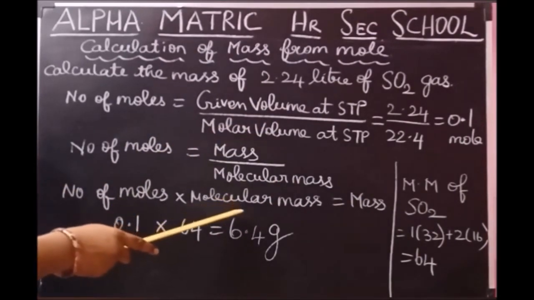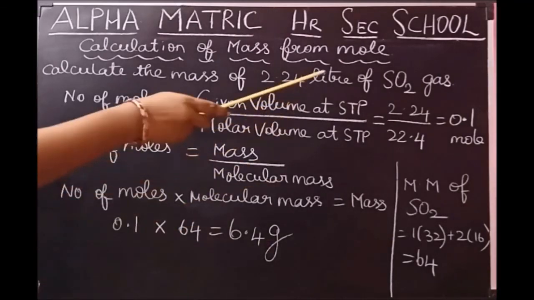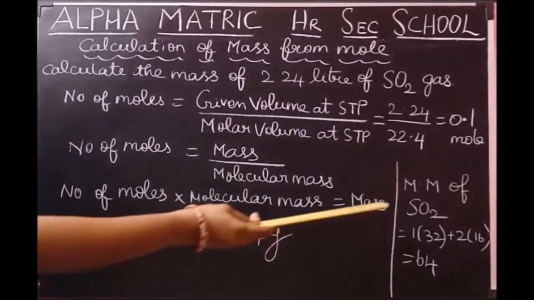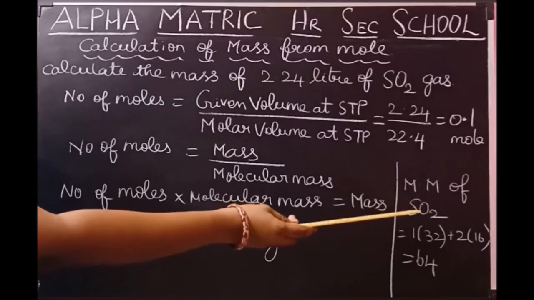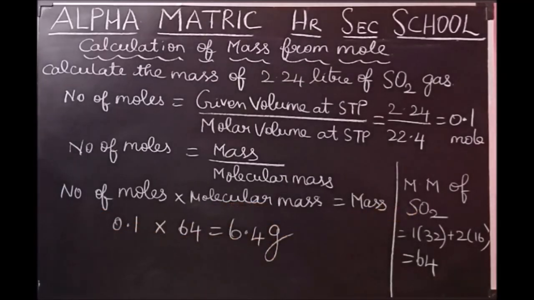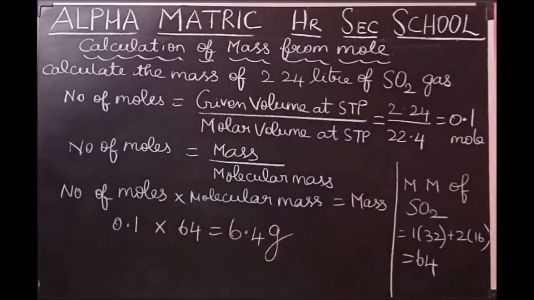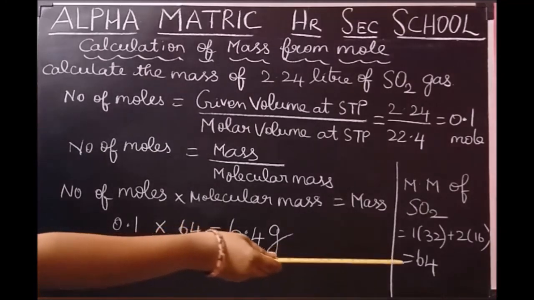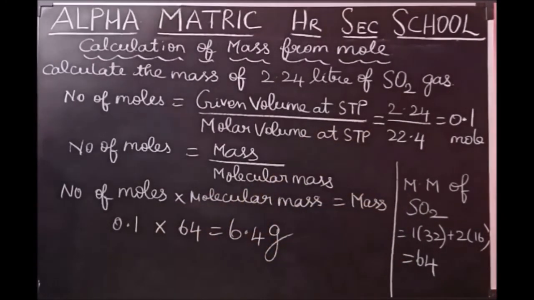Molecular mass for the compound. Which compound is given? SO2. The molecular mass of SO2: here there is 1 sulfur. For sulfur, the atomic mass is 32. 1 × 32 plus 2 oxygen, so 2 × atomic mass of oxygen 16, equals 64. 64 is the molecular mass of SO2.